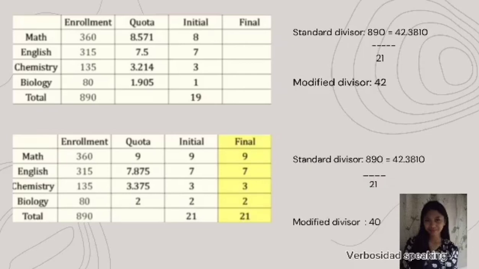For our initial, same as before, dropping the decimal point. For math, 9. For English, 7. For chemistry, 3. For biology, 2. If you add all of the initial numbers, we get 21. For our final, which is the last column, you copy our initial. If we total, we get 21, which is what we are looking for, 21 tutors. So we have our modified divisor, which is the final divisor, 40.